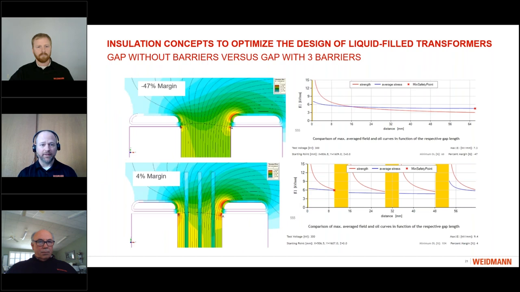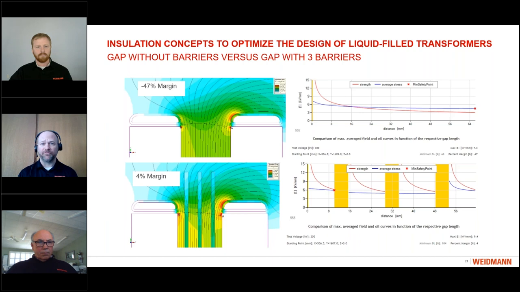To continue on with some of the imagery that we had previously seen, looking at a high-low clearance, the winding to the left, you'll see it's kind of a 2D slice through, would represent the low voltage winding. The winding to the right would be the high voltage winding. The first image is quite impractical because there are no barriers whatsoever. It's a rather large gap. You can see it's a negative 47% margin.